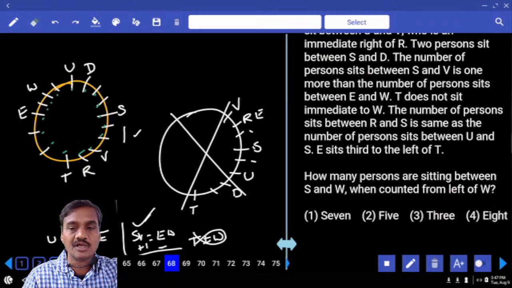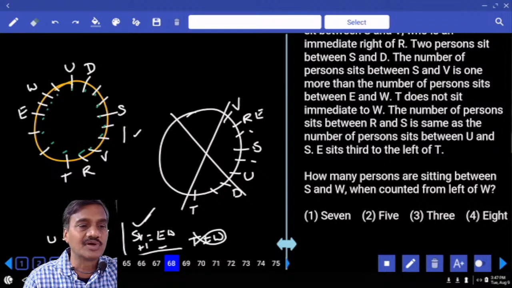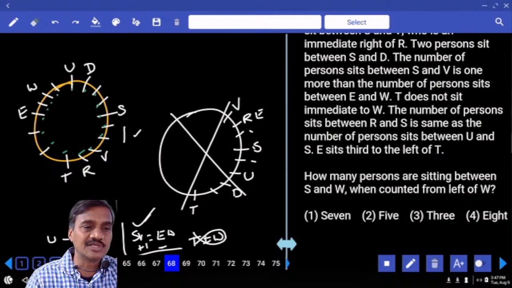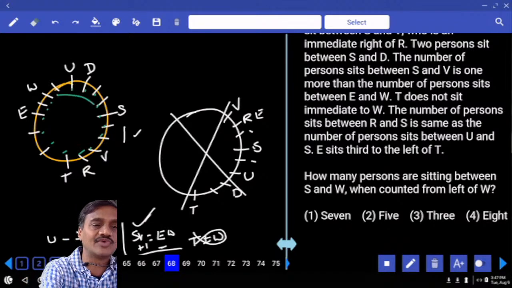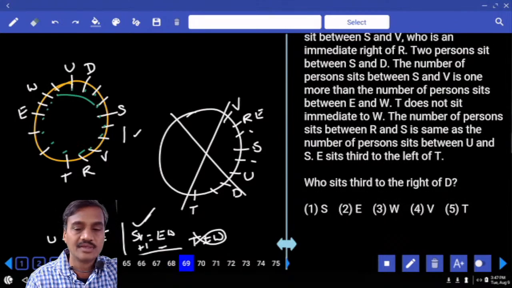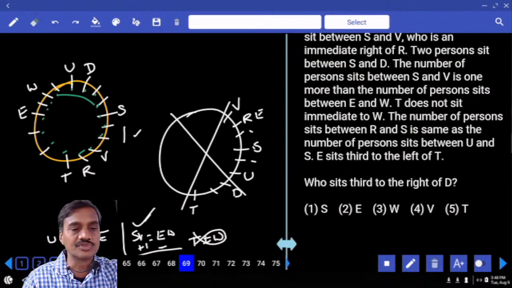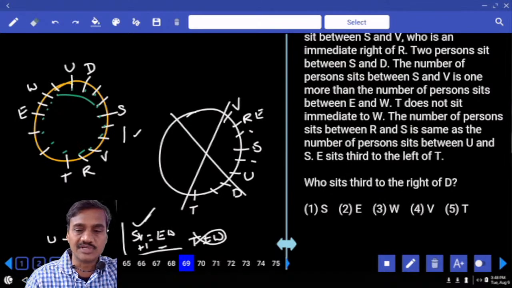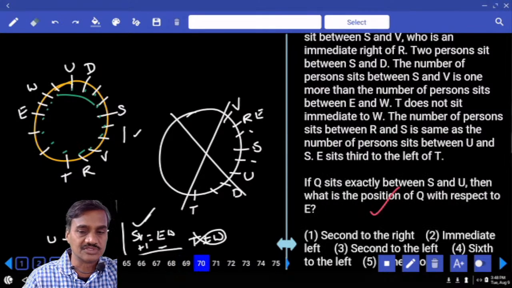And 68. How many persons are sitting between S and W when counted from the left of W? Left of W, in between S and W, how many are there? There are exactly 5 people. And 5 is given in choice 2, question number 68. And 69, who sits third to the right of D? Third to the right of D is W, that is choice 3, question number 69.